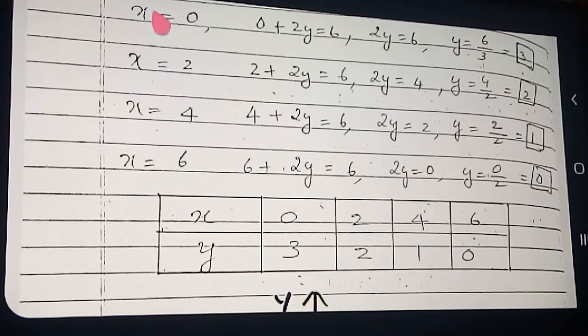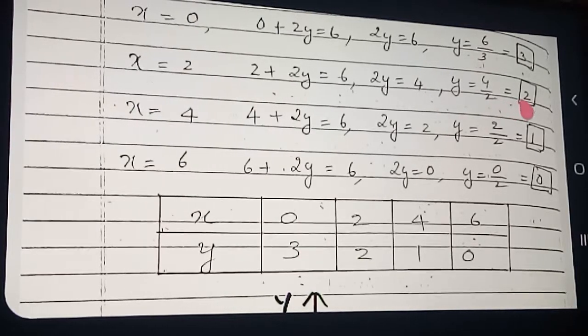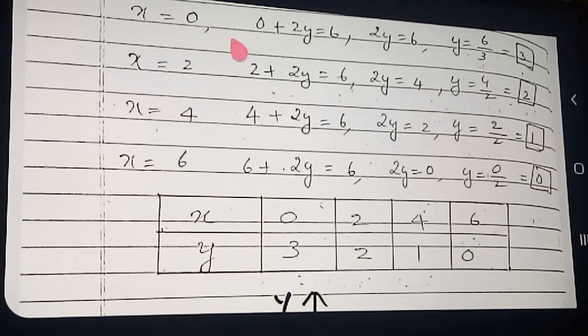What is the value of x? X 0, then what is y? 3. Same column up and down, right? The meaning is that what is the ordered pair here? 0, 3. First ordered pair is 0, 3. And next ordered pair is 2, 2. And next ordered pair is 4, 1. And next ordered pair is 6, 0. Clear? So equation given. So we found out the 4 solutions.